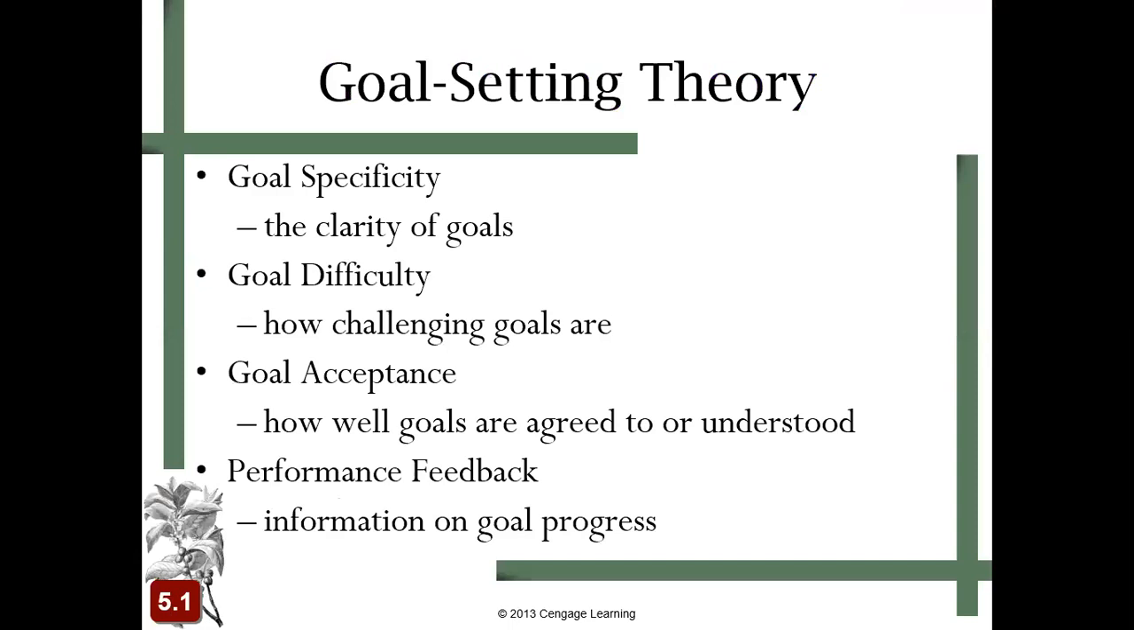There are different types. Make sure the goal is specific. Make sure the goal is not too difficult. It's accepted, which means that everybody agrees on it, and you're giving performance feedback as you go along. So, specific. Make sure how challenging the goal is, and that it's within reason. It's accepted, so all parties agreed on it and understand it, and make sure the performance appraisal feedback informs the goal.